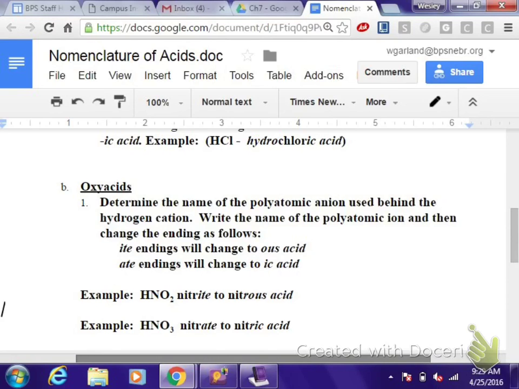Okay? Any questions? So like, how do you know if it's hydro in front? It's binary, it doesn't have oxygen. Only 2 elements, H and another element.